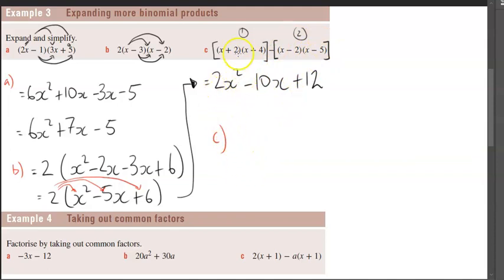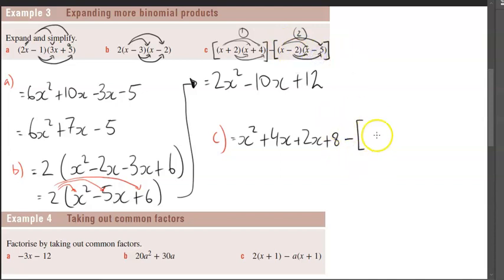So the first one, let's distribute first, outside, inside, last. x times x is equal to x squared, x times 4, 4x, 2 times x, 2x, and 2 times 4, which is 8. And this is being taken away by square bracket. Alright, gotta remember the square bracket first. First, outside, inside, last.